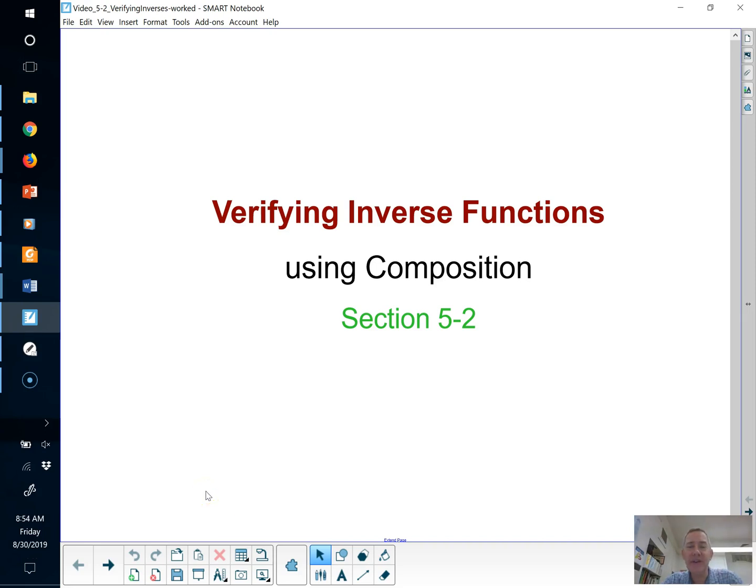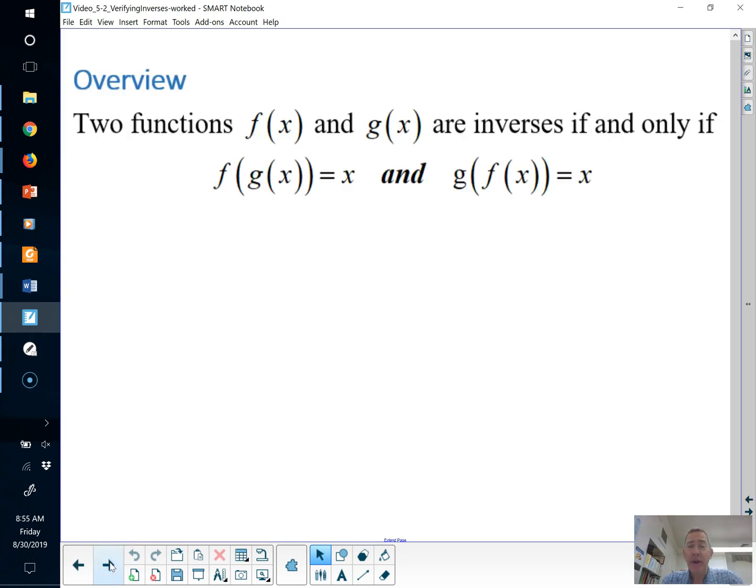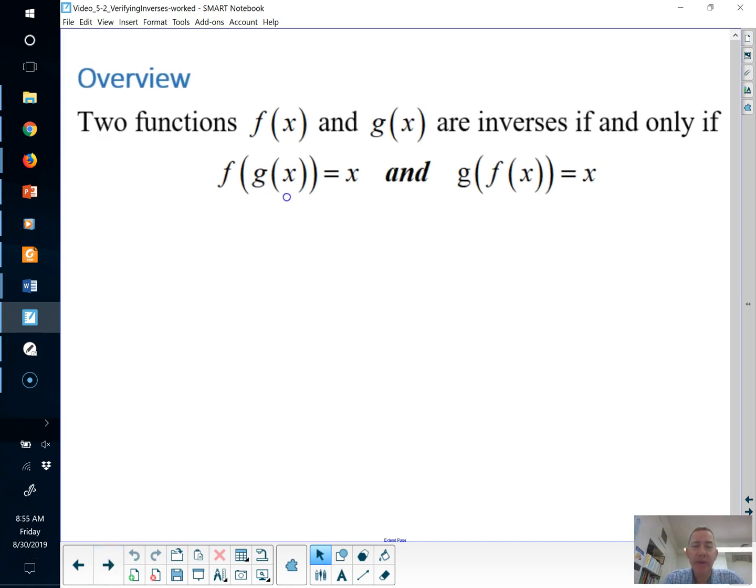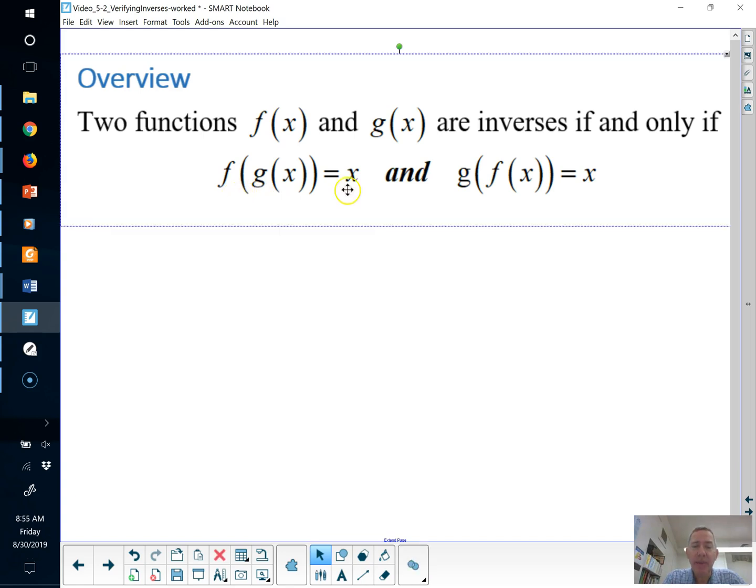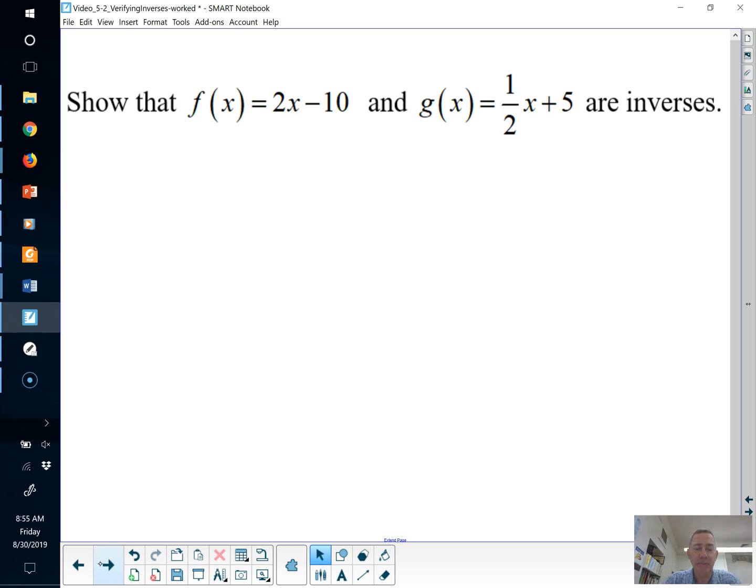Hello, statistics and pre-calculus. Today, verifying whether two functions are inverses or not. Quick overview. Two functions are inverses if you put a value into one of them, then put it into the other one, and you come out with what you started with, x. So if you put in something to one function, then the other comes out with where you started. That means you got back to the beginning. That means you got inverses.